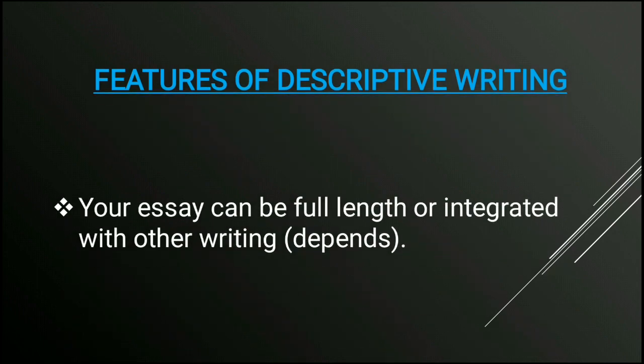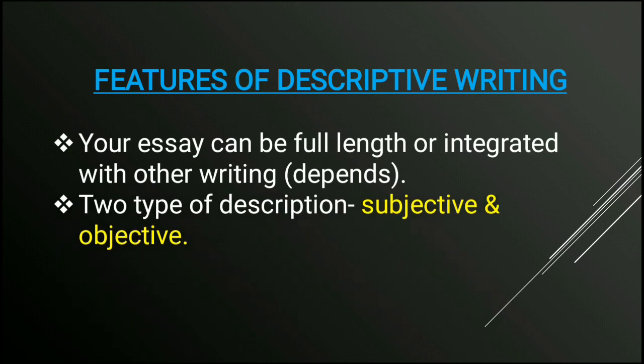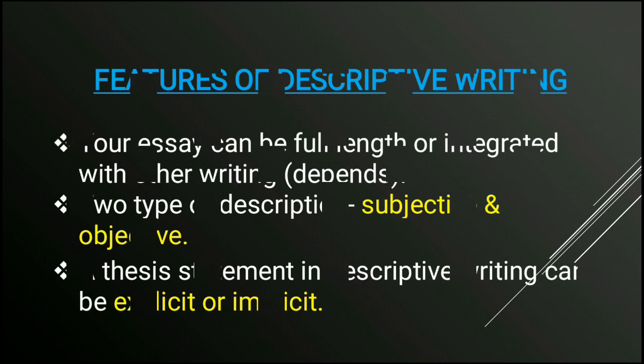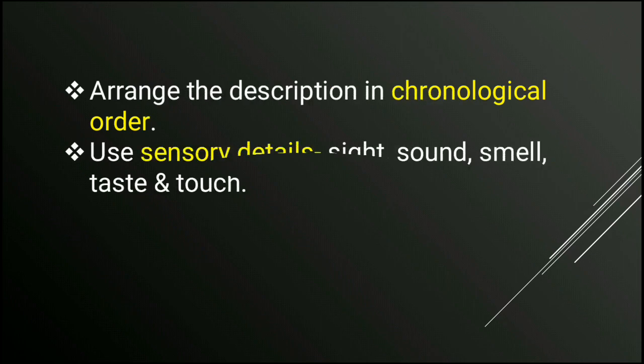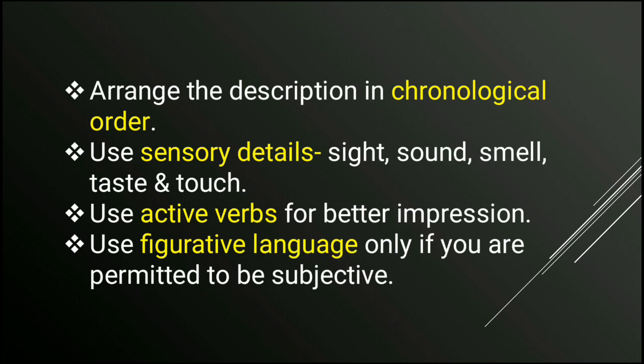Features of descriptive writing. Your essay can be full length or integrated with other writings, depending on need. Two types of description: subjective and objective. A thesis statement in descriptive writing can be explicit or implicit. Arrange the description in chronological order. Use sensory details, which are sight, sound, smell, taste and touch. Use active verbs for better impression. Use figurative language only if you are permitted to be subjective.